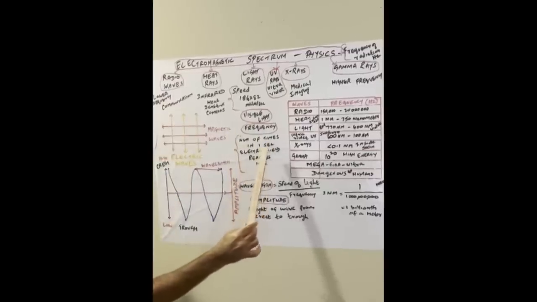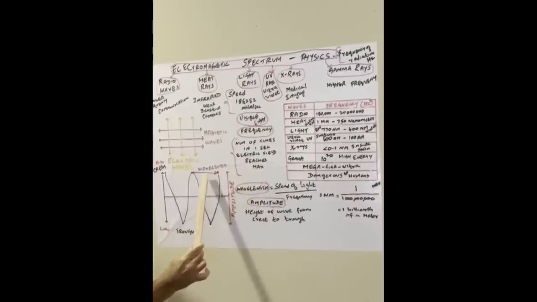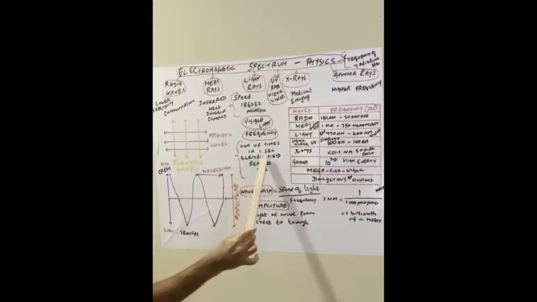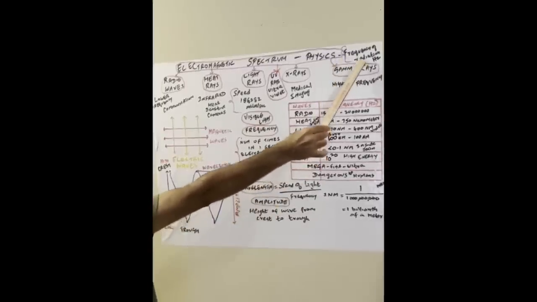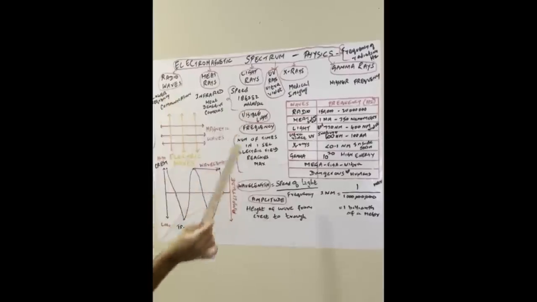Frequency is the number of times in 1 second the electric field reaches its max. See, these are the crest and max. In 1 second, how many times does it reach the max? That is the base, called the frequency of the radiation. Radiation is energy traveling through space. Okay, let's see the different types.